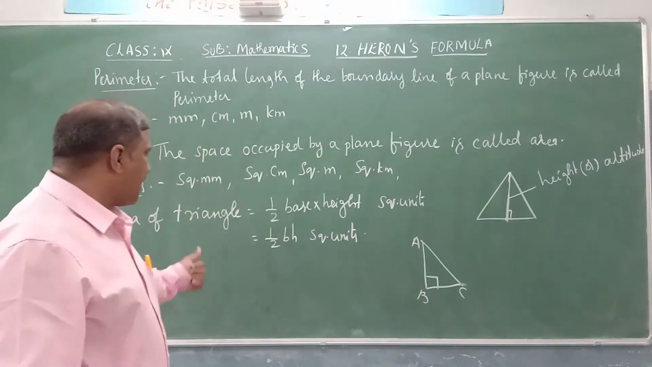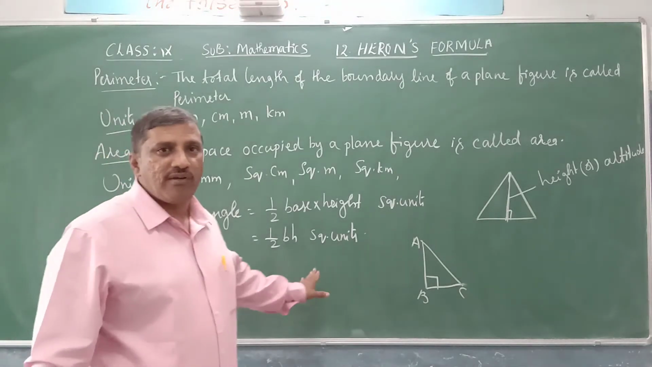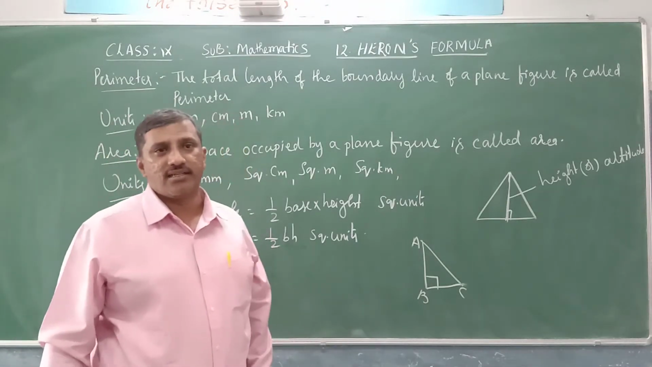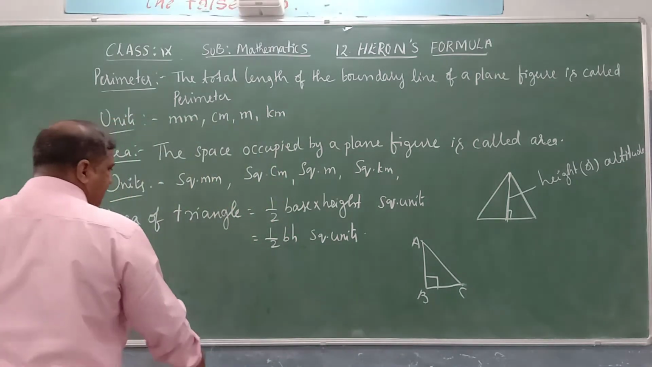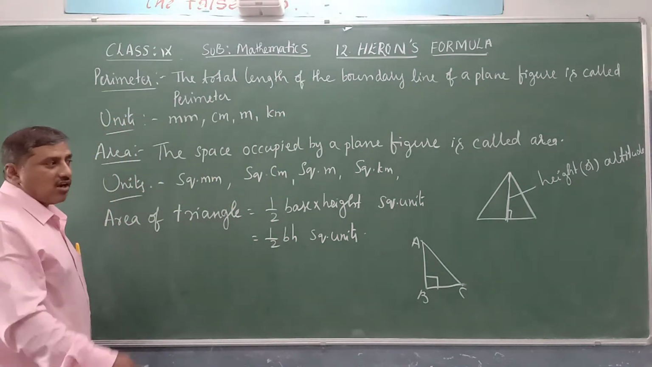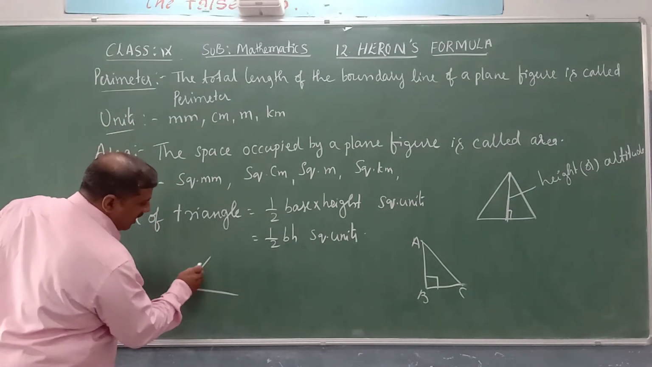So we know for a right angle triangle, when we apply half into base into height formula, we will find the area of the triangle. And we studied area of an equilateral triangle. How do we find the area of an equilateral triangle?